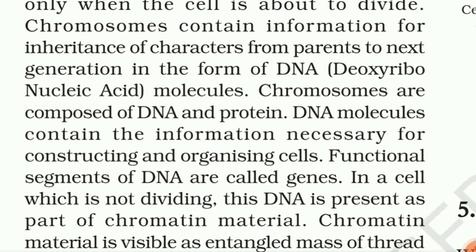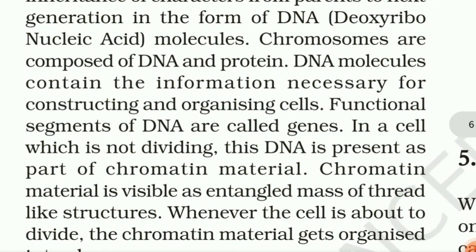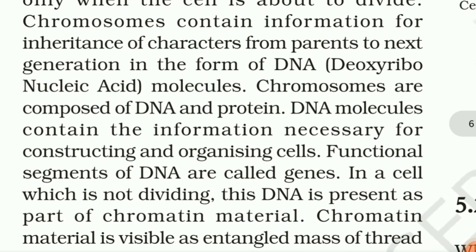So chromosomes contain information for the inheritance of characteristics from parents to the next generation in the form of DNA. Your family would say you look just like your mother or father when they see a picture of a baby. The baby looks like her father or her mother because of the genes from the father and mother that are inherited by the baby. So the chromosomes contain information for inheritance of the characters from parents to the next generation in the form of DNA.